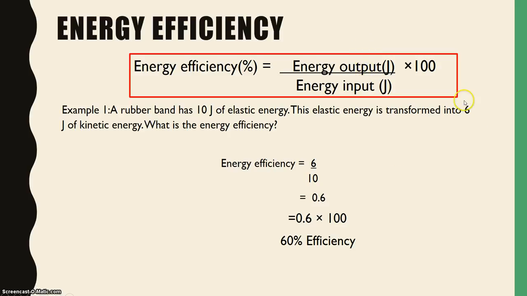So you have the smaller number, which is the energy output, 6, on top, and the energy input, which is 10, the larger number, on the bottom. You divide 6 by 10, you have 0.6, and then you multiply that number by 100, which will give you 60% energy efficiency for this rubber band.